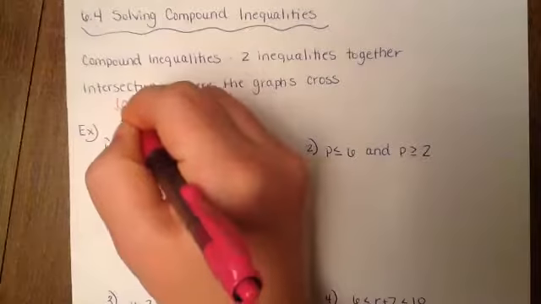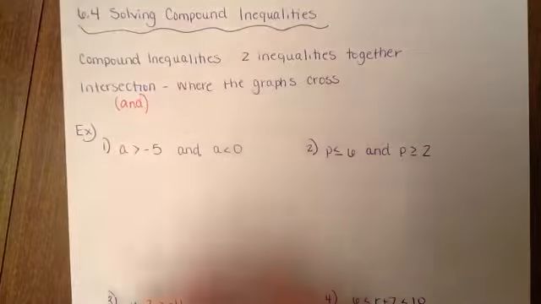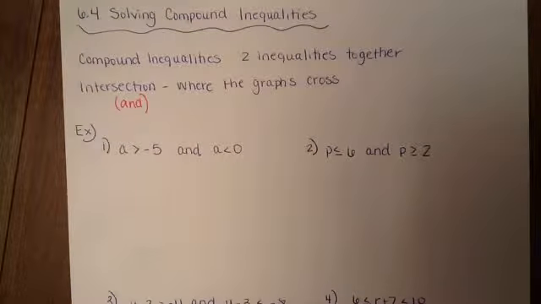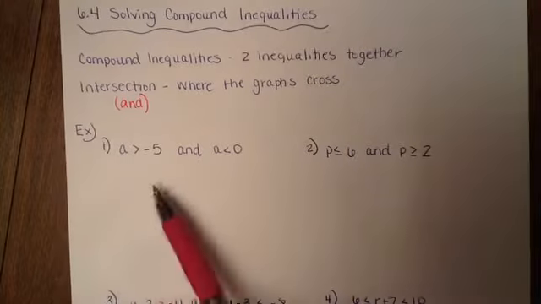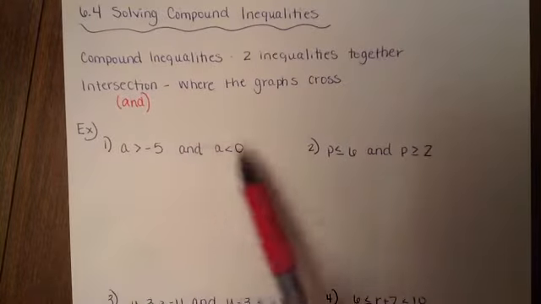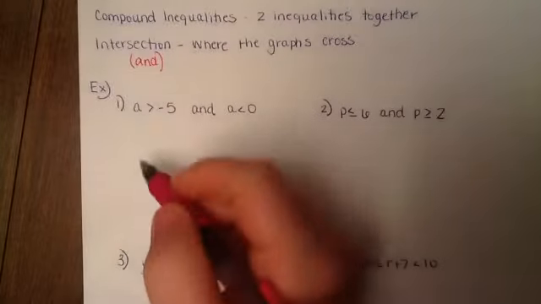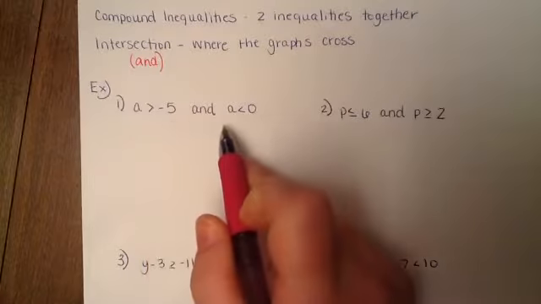These are what we call "and" inequalities. This is where the graphs will cross. So I'm going to graph both of them and I'm going to see where they overlap. That is the solution. So it has to meet both pieces, this one and this one. So when I do this, right now I already have these solved.